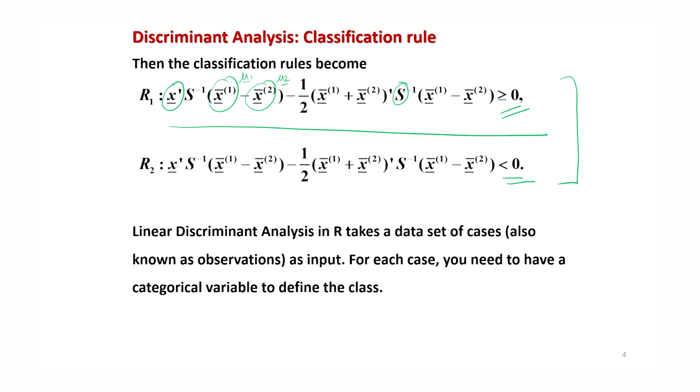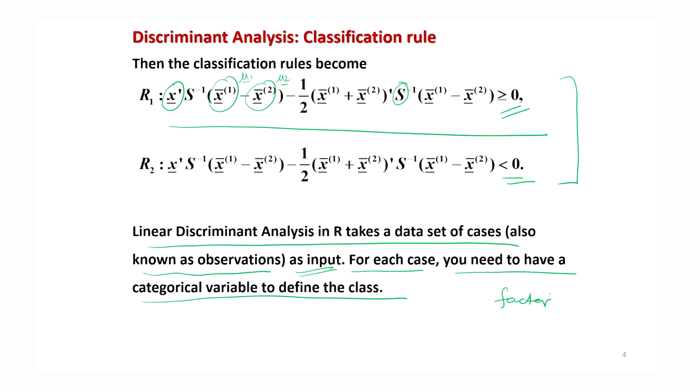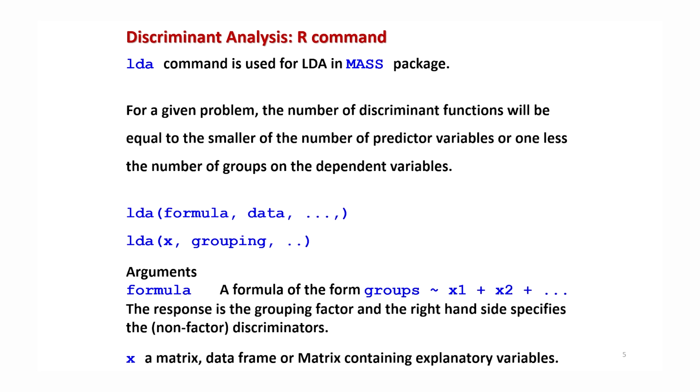Right. So linear discriminant analysis in the R software takes a data set of cases, which are also known as observations, as input. And for each case, you need to have a categorical variable to define the class. You will see that I will be using the command factor to convert one of the variables, the final one indicating the category, into a categorical variable. Now, I would like to show you through an example how to get it done.